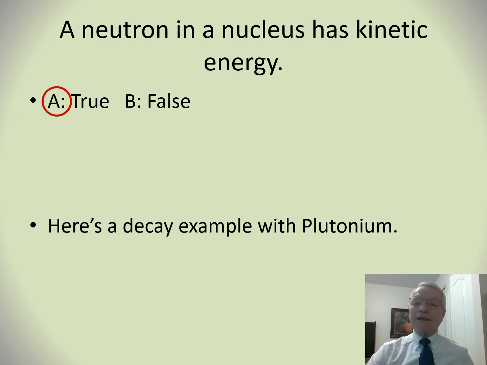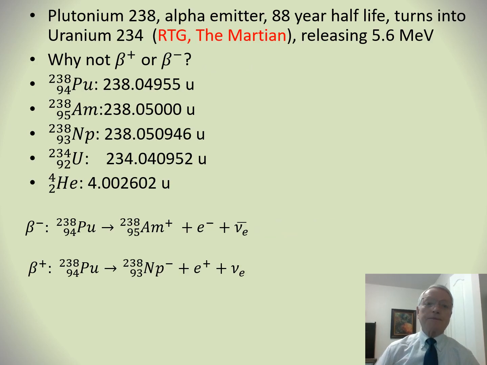Okay, let's look at a decay example. Here's the decay example using plutonium. Plutonium-238 is an alpha emitter, kicks out alpha particles, has an 88-year half-life, turning into uranium-234. You may have encountered this substance in the movie The Martian, when Matt Damon is talking about the RTG and how it's hot and dangerous. Okay, well, that's because it's full of plutonium-238.